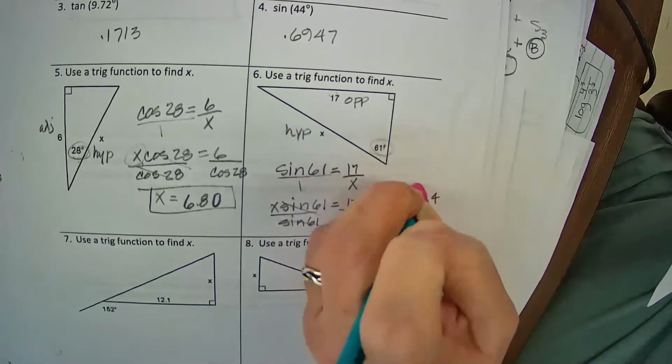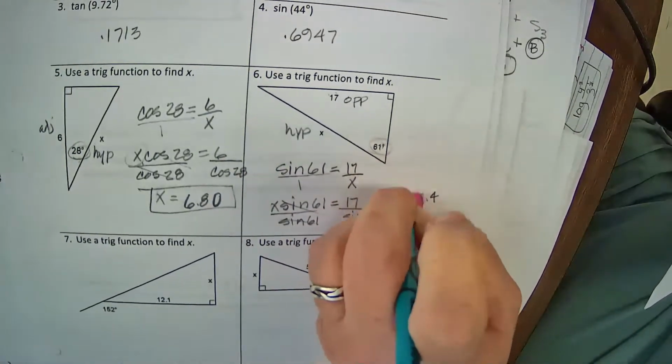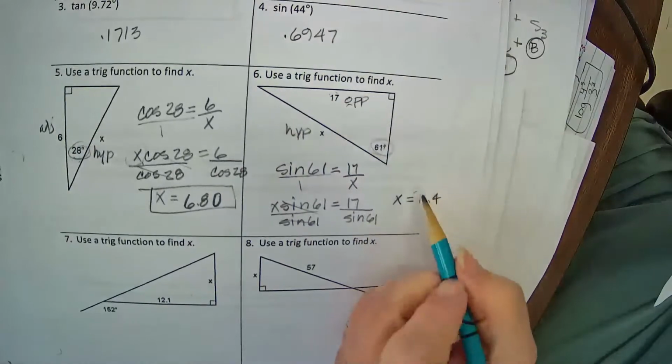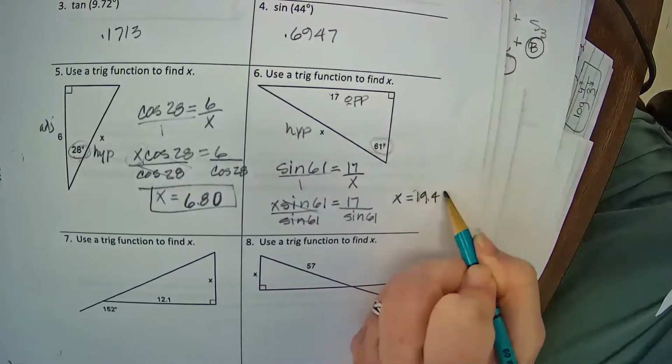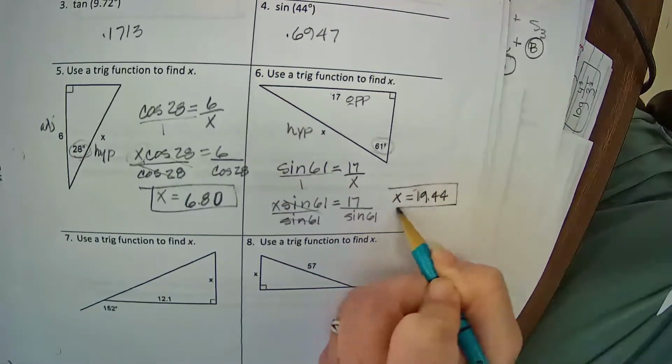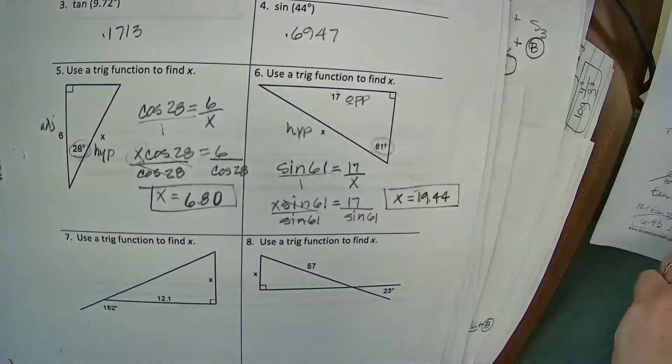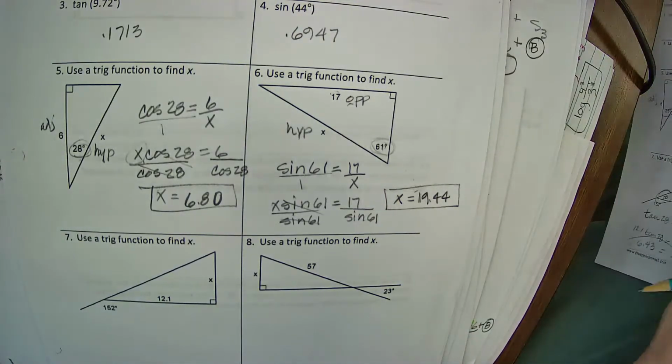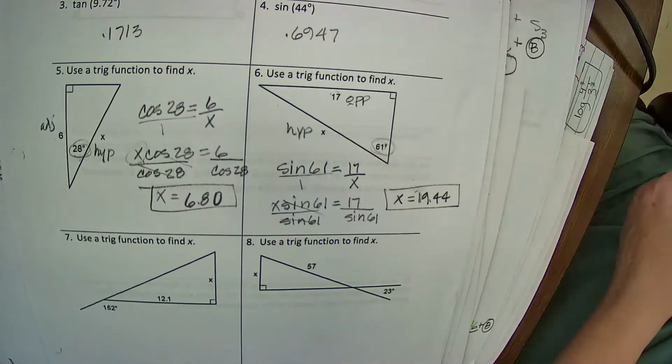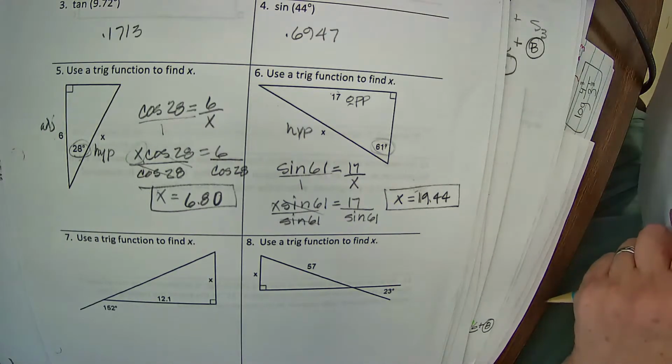Is there something after that 3 that would make it roll up? Okay, so let's make it 19.44. Okay. Any questions there? All right.